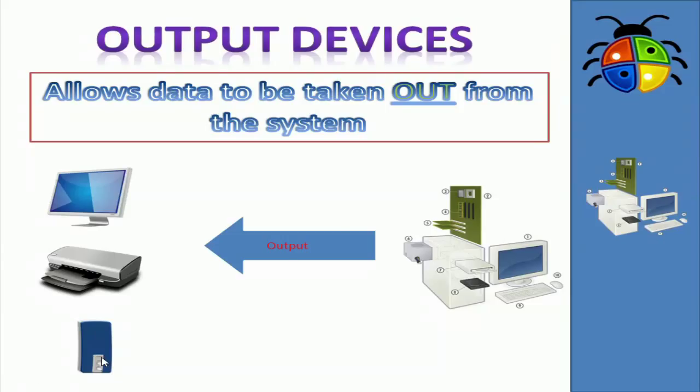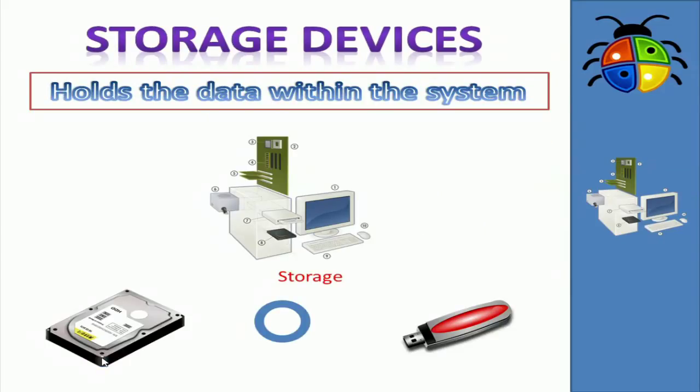The one after that is storage. With storage, we're not really leaving the system at this point. This is just holding the data within the system, especially when the power is off. If we turn off the power, then usually a storage device is going to hold the data in some format. There are going to be three types: magnetic, optical, and solid state. But we'll go into more detail about them later.